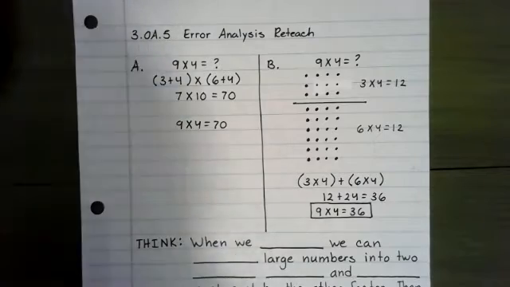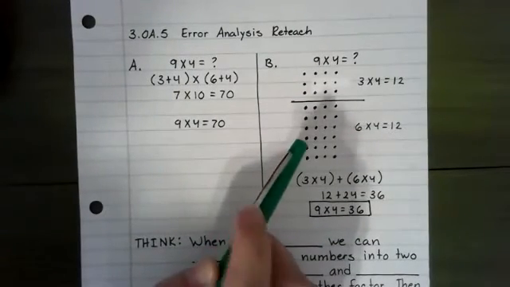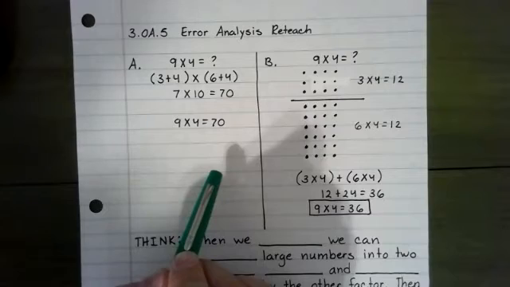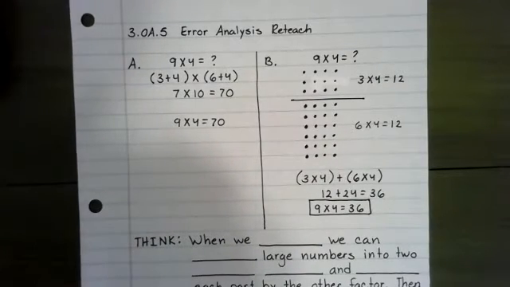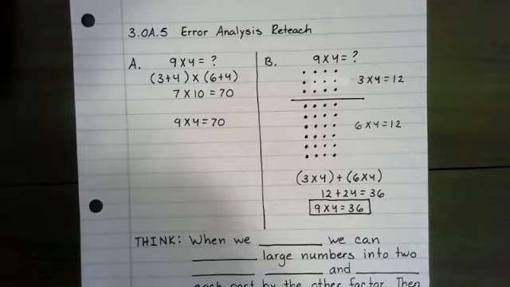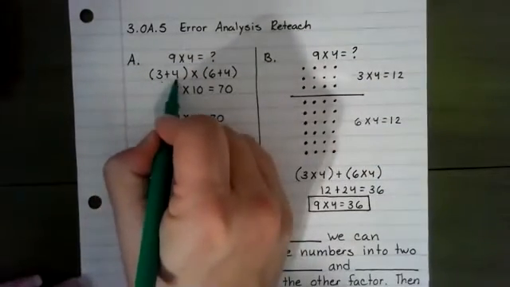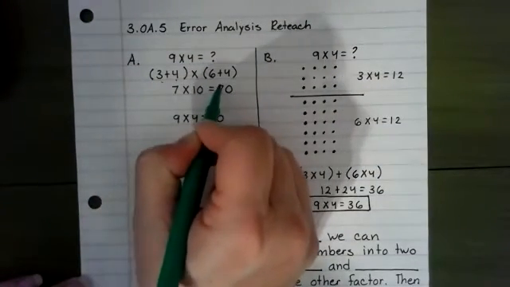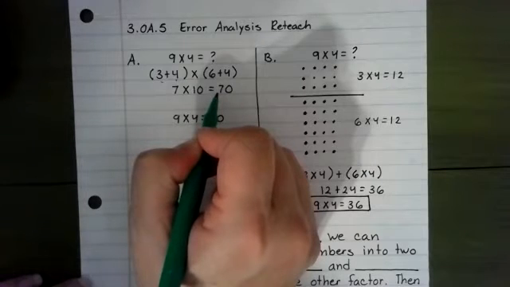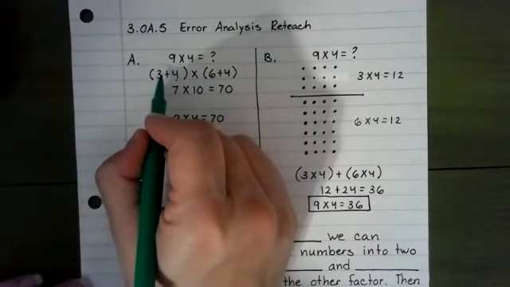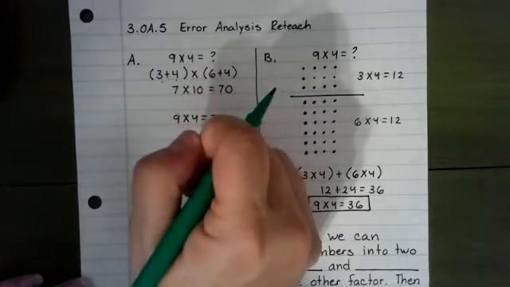If you said you agreed with student B, you're right. Most of us disagreed with student A. Why do we think student A was incorrect? If you said student A was incorrect because they added inside the parentheses, then multiplied, you were right. Remember, distributive property is where we multiply, then add the two products back together.